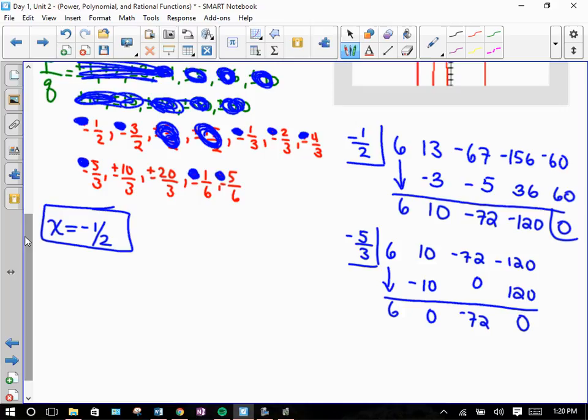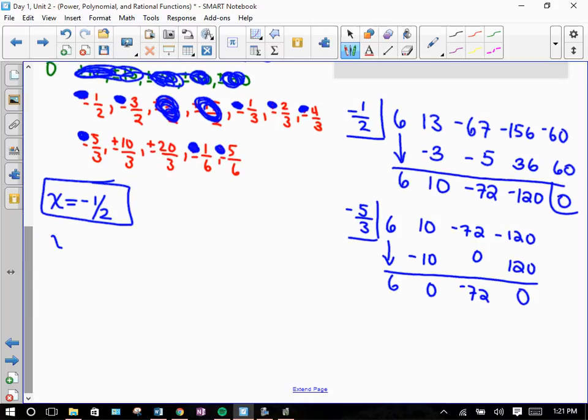Where are you going up from? Yeah, it should have been here. You take these ones. You don't use the original ones. So, if x equals negative 5/3, that is also a 0.